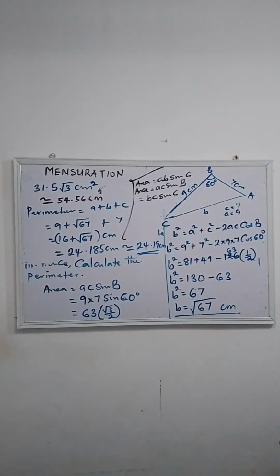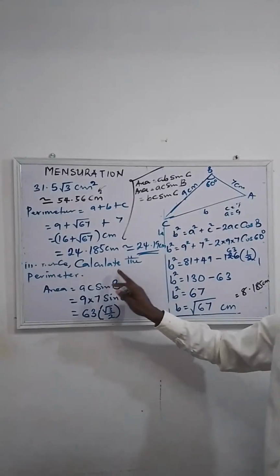But if you want to go further, you say square root of 67. Square root of 67 is going to give you 8.185 centimeter. Okay, so that is what you're going to have for that. All right, so that's what we have. Now this is how to get the second.